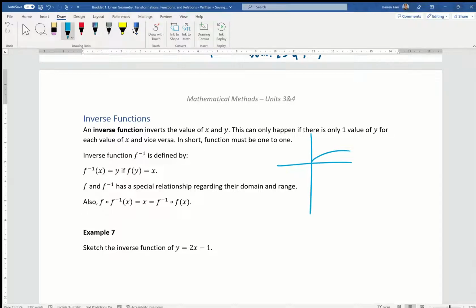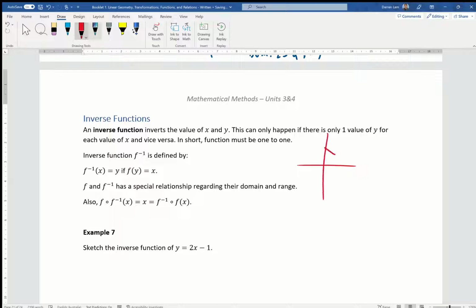For every y value, is there only one x value that can reach that y value? Yes. So there is an inverse function. And if I was to draw a dotted line across like that, my inverse function would look like this. Probably not as ugly, but it would look like that. It exists.